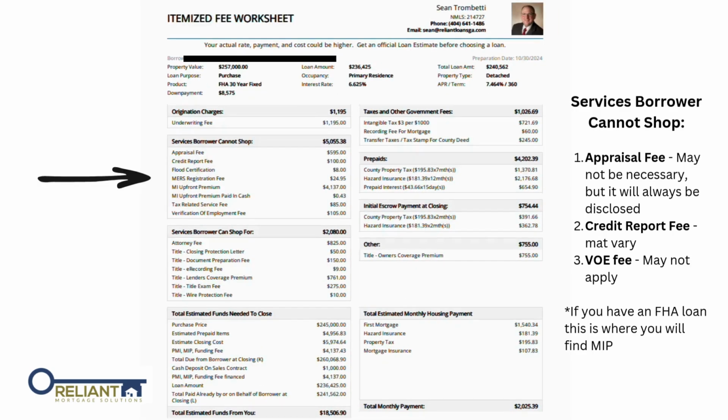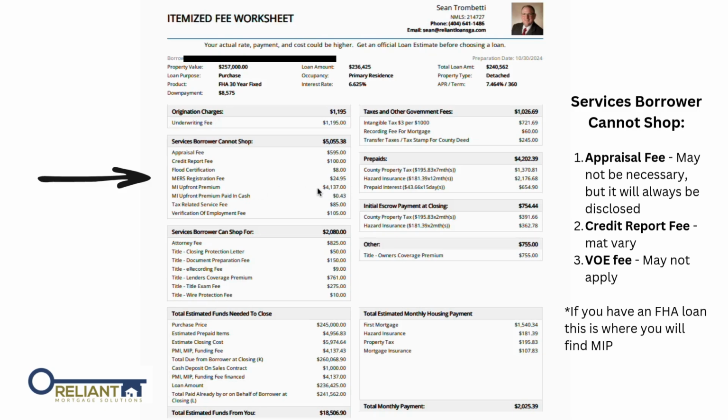Moving on now, we're going to move into section B, otherwise known as services borrowers cannot shop for. As the name indicates, these are basically things that we pick out for you as opposed to things that you pick out for yourself. As you may have already noticed, I switched this over from conventional to FHA for the sake of section B, because I want to make sure you know that if you're getting an FHA loan, this is where you can find your MI upfront premium charge.